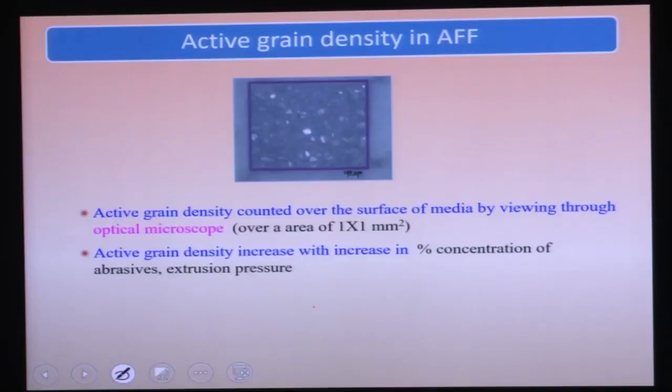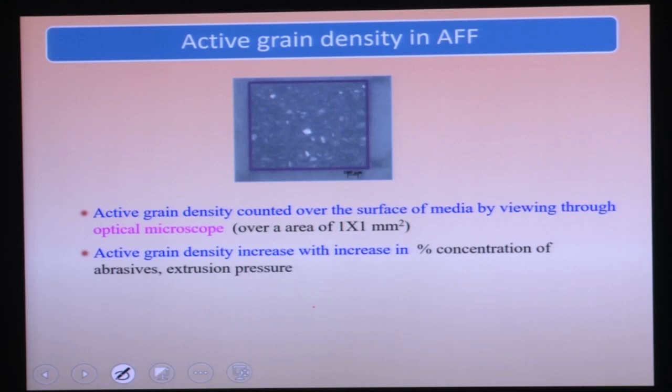So you have to count this for numerical simulation. And you will get an idea from experience also of how many active grains there are. Based on that, the polishing performance of the process will be improved. So if active grain density is low, you have to increase the concentration of these abrasive particles so that the active grain density can be increased. This active grain density can be increased with an increase in the percentage concentration of abrasive particles.